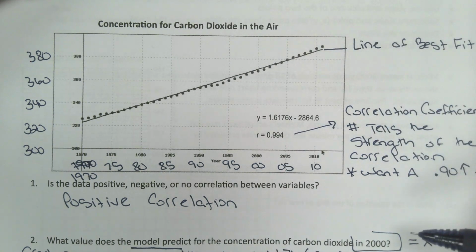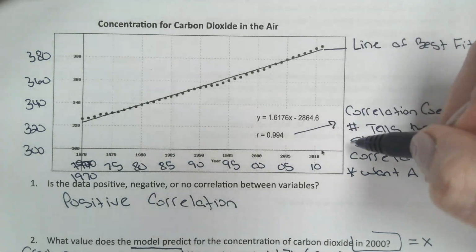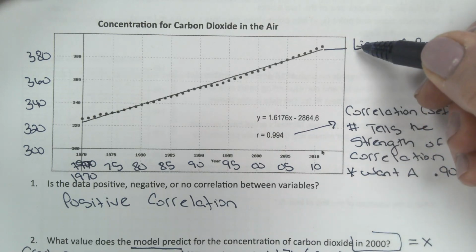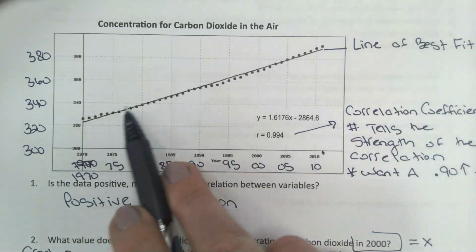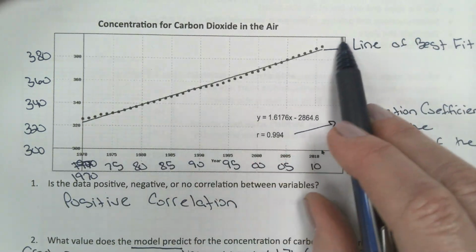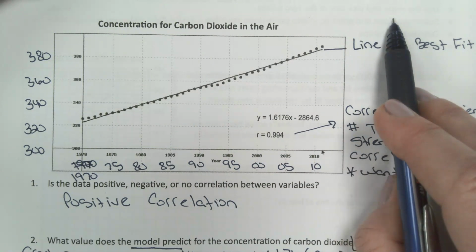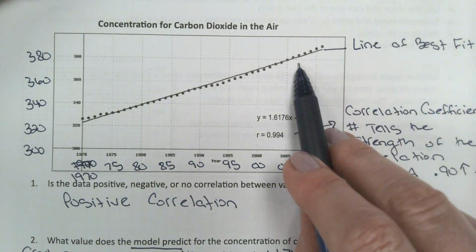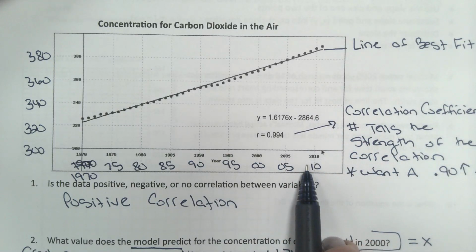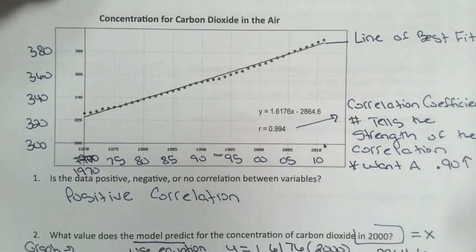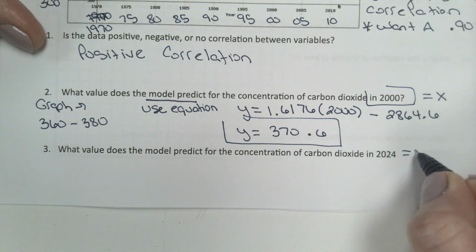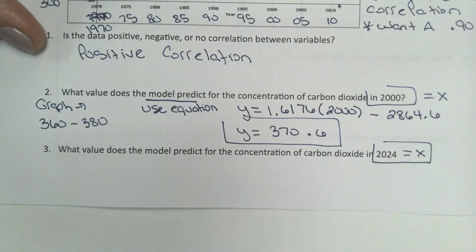Number 3 says, okay, but what is it in the year 2024? Well, 2024 is pretty much off the graph. So, while we would like to think that this line would continue on forever and ever, it is a little bit dangerous, especially the more years that you go out, to know that this equation is going to hold and still be true 14 years later. But that's what we're going to do. So, I'm going to plug 2024 in for x.